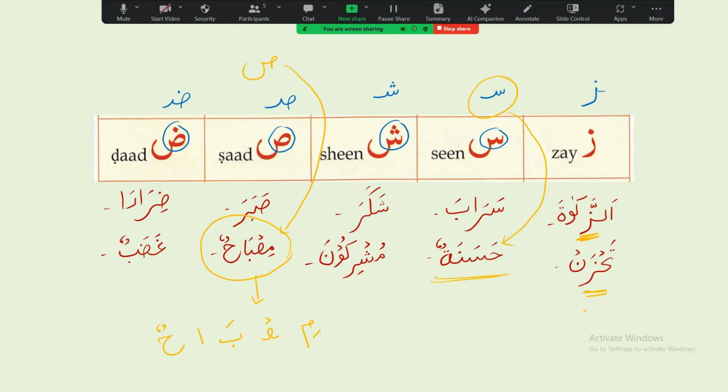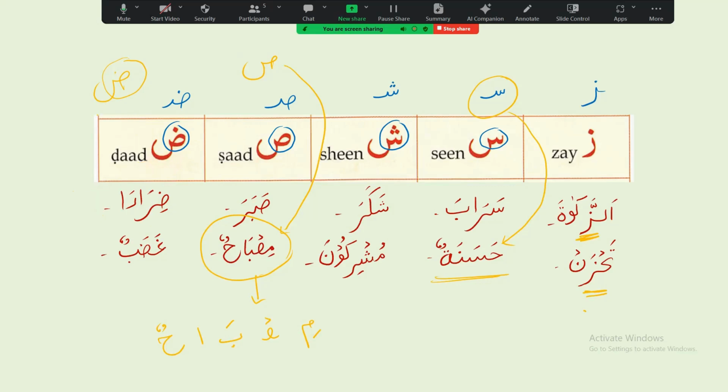Now moving on to the Dad alphabet, sisters. Just like the Sad alphabet, again we will take the first part of the Dad when it comes at the start. The example is of this word ضرارا. The sound at the start of this alphabet is ضاد.